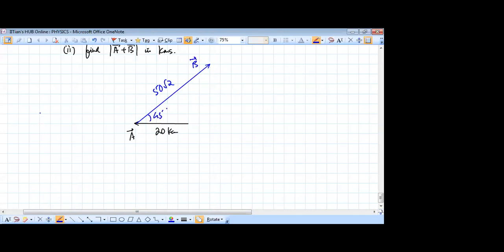Now that is the meaning of northeast. This is your east direction, this is your north direction. So the line that is exactly splitting it is 45. That is the northeast direction. So it is 50 root 2.